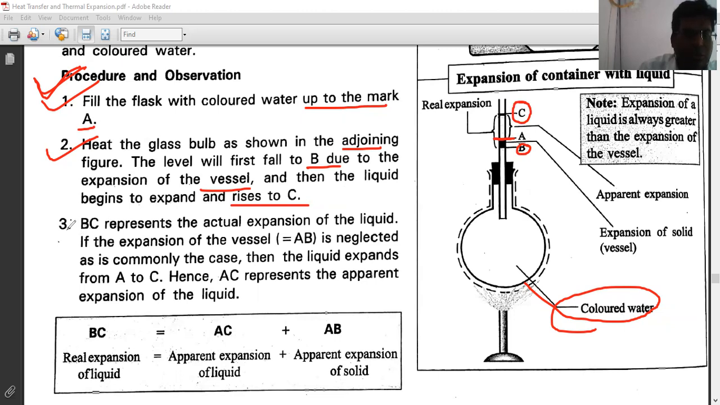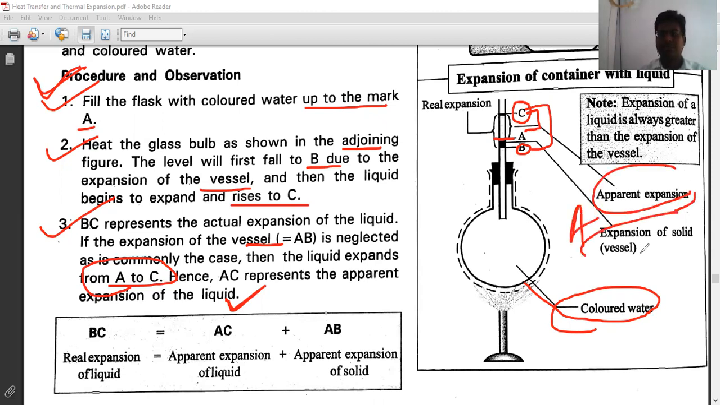So BC represents the actual expansion of the liquid. If the expansion of the vessel AB is neglected, as is commonly the case, then the liquid appears to expand from A to C. Then AC represents the apparent expansion of the liquid. So this is the main point: this is the apparent expansion, but the actual expansion is BC. AC is the apparent expansion and the expansion of the vessel is AB.